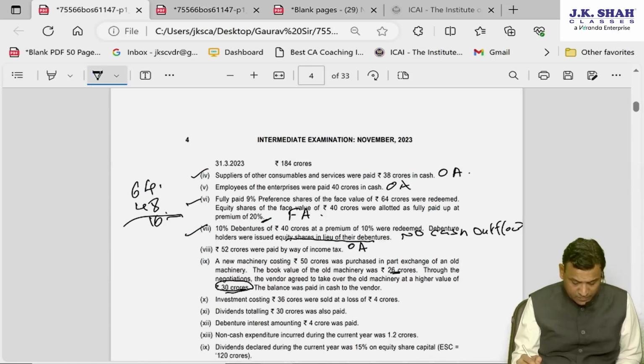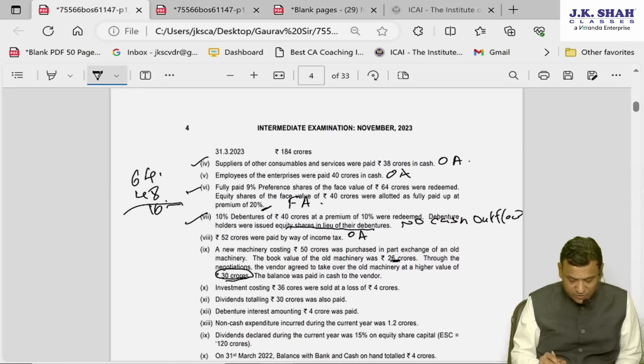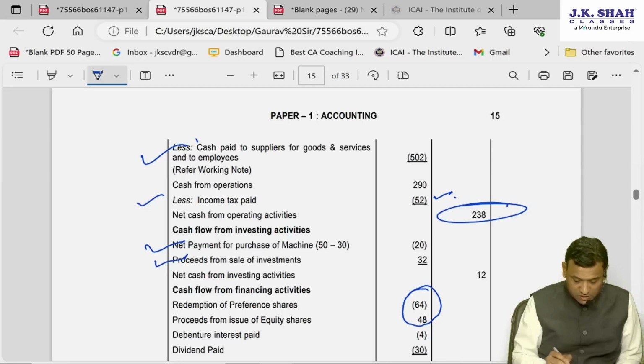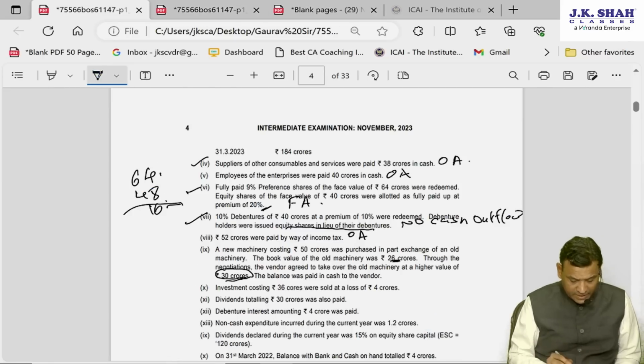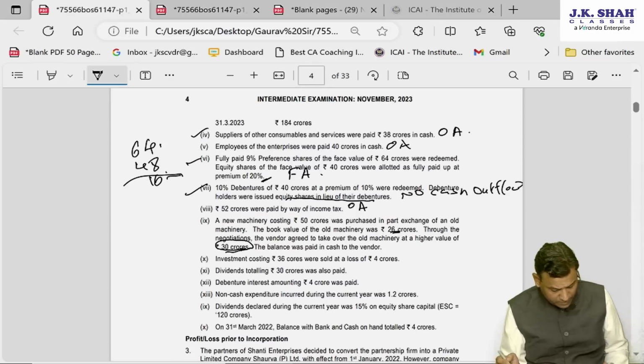Let's proceed. Investment costing rupees 36 were sold at a loss of 4. So can I say we have sold it for 32? Proceeds 32. Thereafterwards, dividend totaling 30 crores were paid.